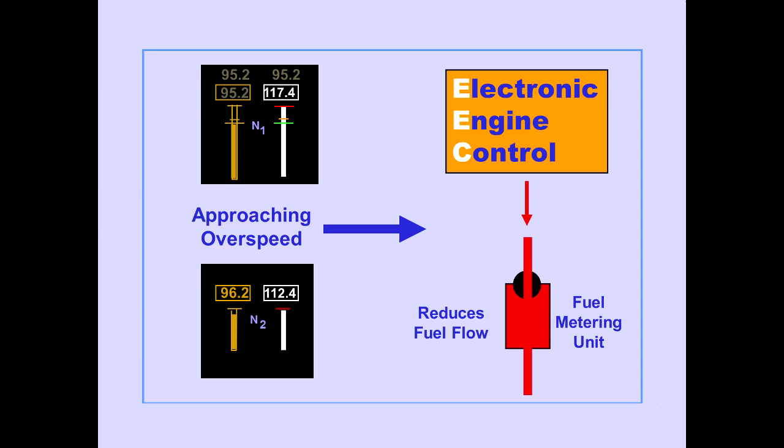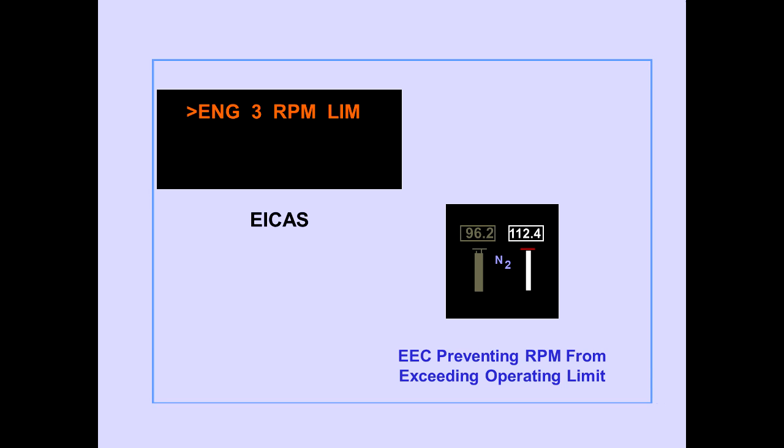EEC automatically prevents rotor overspeed. If N1 or N2 RPM approaches overspeed, the EEC commands the fuel metering unit to reduce fuel flow to prevent overspeed. The ICAS advisory message, Engine RPM Limit, is displayed when N2 RPM reaches the operating limit. This indicates the EEC is preventing RPM from exceeding the operating limit, even though the thrust lever is commanding more thrust.